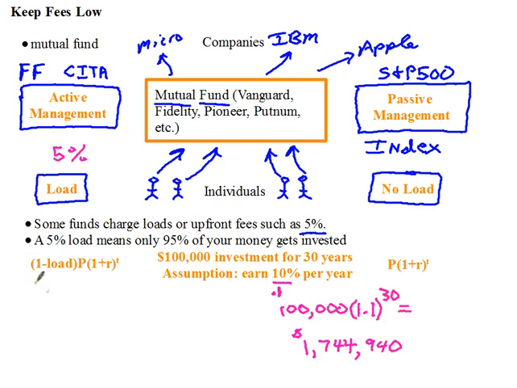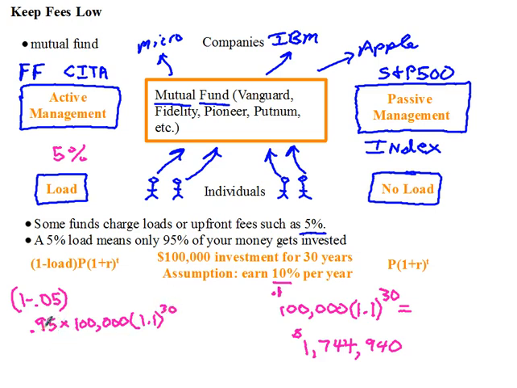Now, let's come over here and let's say I do pay the load. If I pay the load, then not all of this principal is actually going to get invested. So I would have to do 1 minus the load, which in this case we'll say is 5%. So 1 minus 5% means only 95% of my money is actually going to get invested, times the $100,000, which is the amount of money that I was going to invest. The rest of this is the same, 1.1 raised to the 30th power.